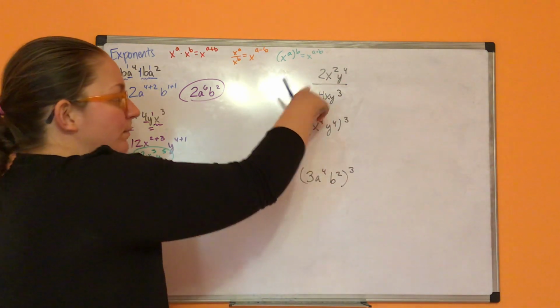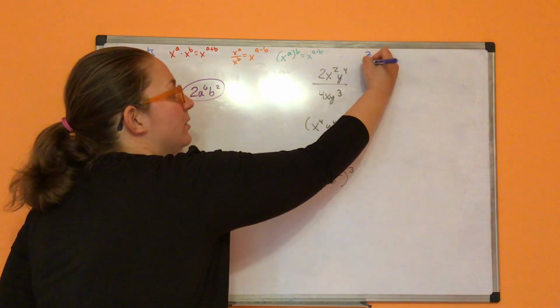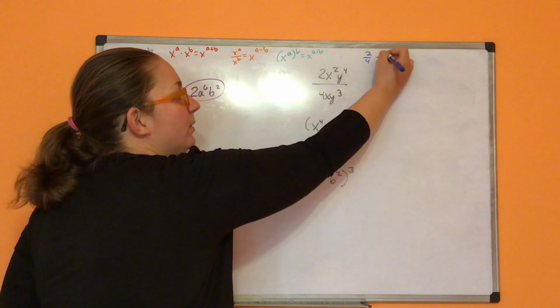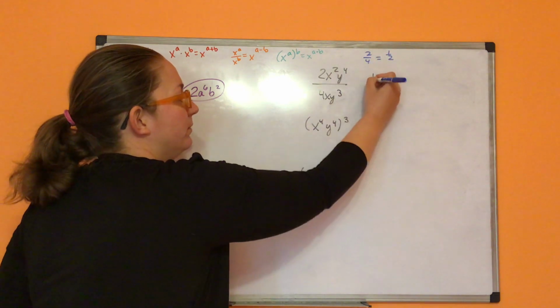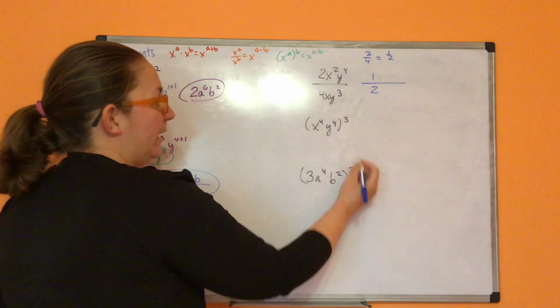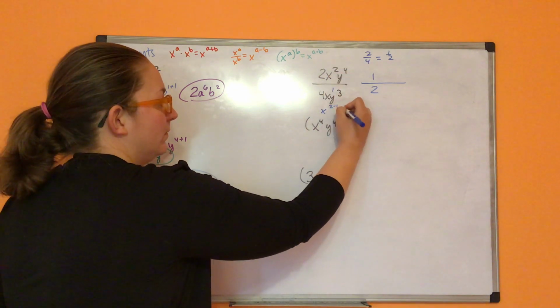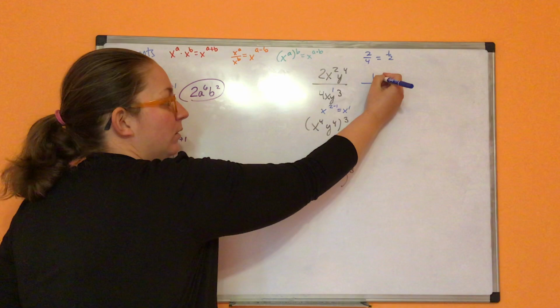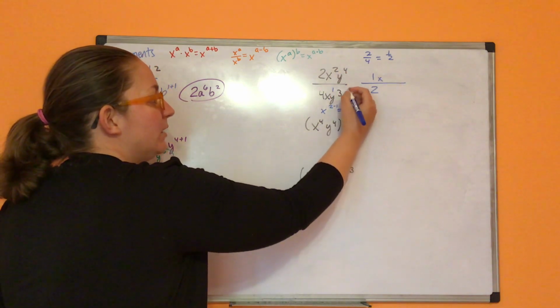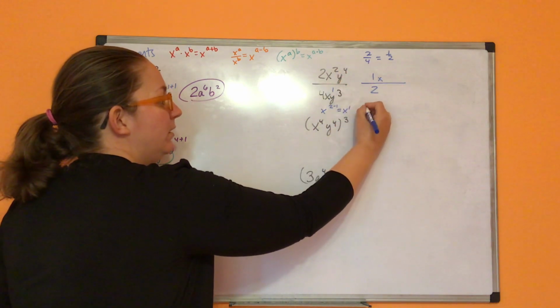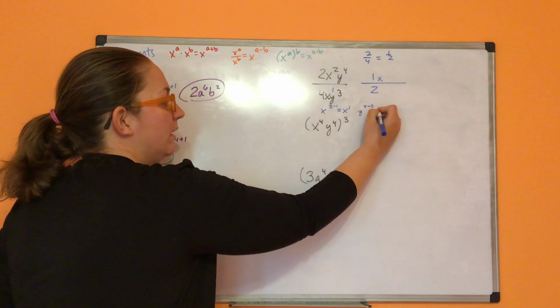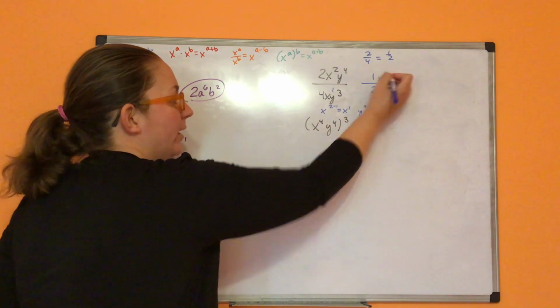Another one with division. 2 over 4, we can reduce that fraction. If I divide both numbers by 2, I get 1/2. For my x's, I'm thinking 2 minus 1, which is x to the 1, or x. Same idea with the y's. 4 minus 3 gives me y to the 1, which is just y.